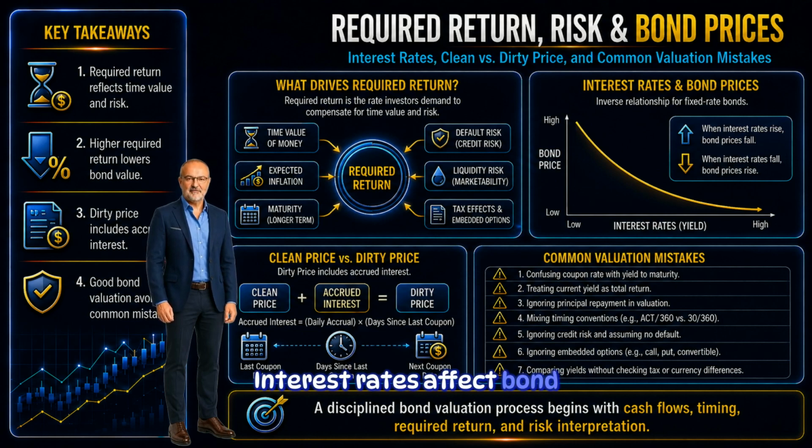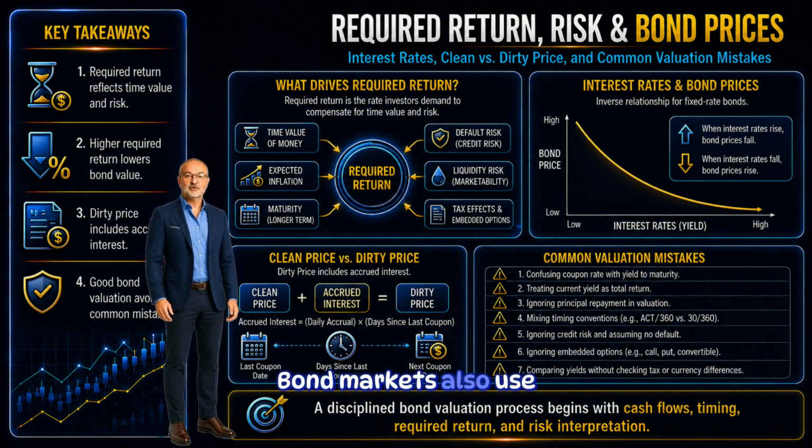Interest rates affect bond values because they affect discount rates. When market rates rise after a fixed-rate bond is issued, the old coupon becomes less attractive and the bond price falls. When market rates fall, the old coupon becomes more attractive and the bond price rises.